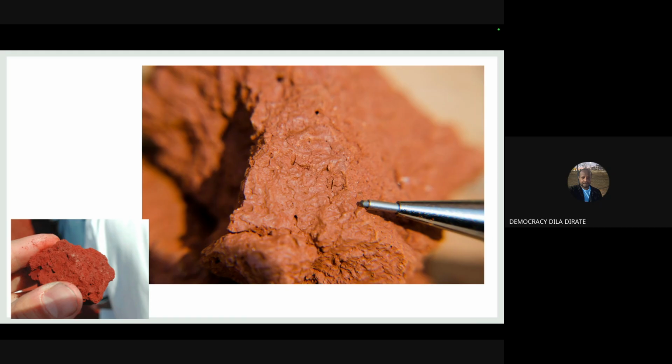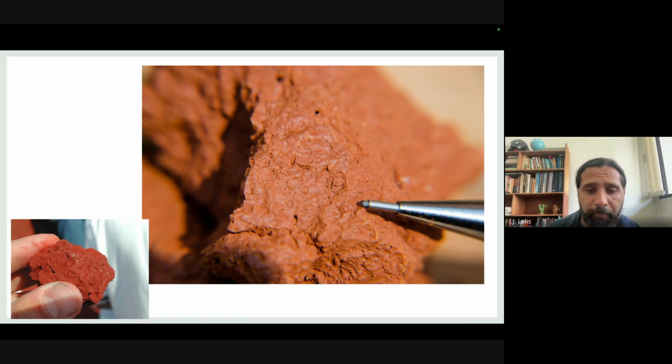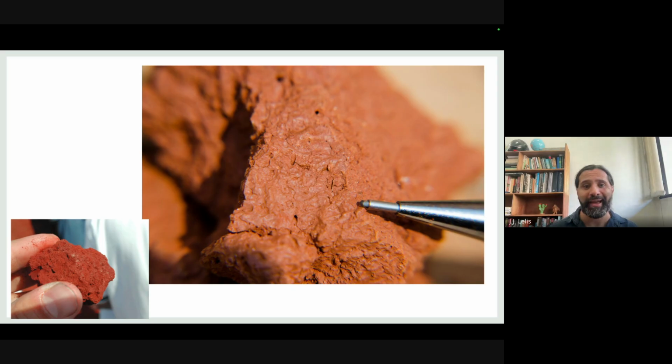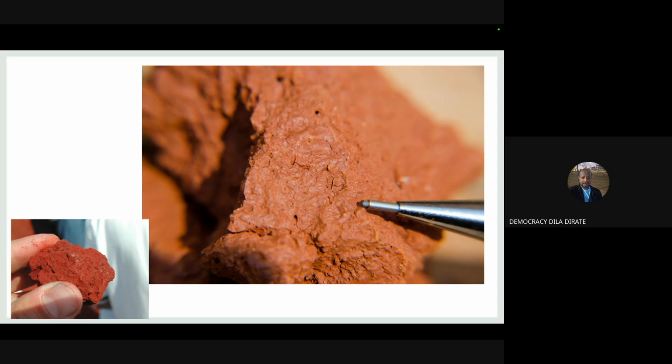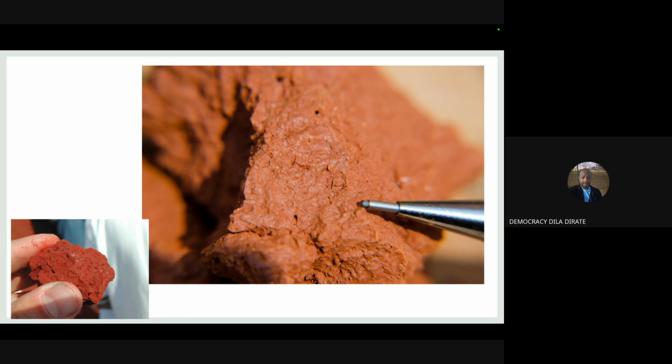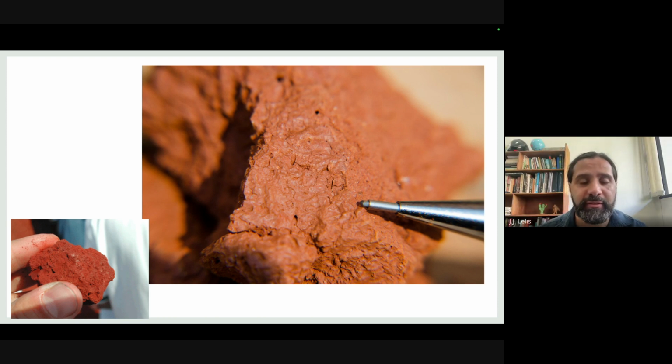Oh yeah, Professor, is this referring to the nitic horizon? Good question. Good question. It is quite different from the natric horizon. What is the difference? Okay, let's see the differences, okay?